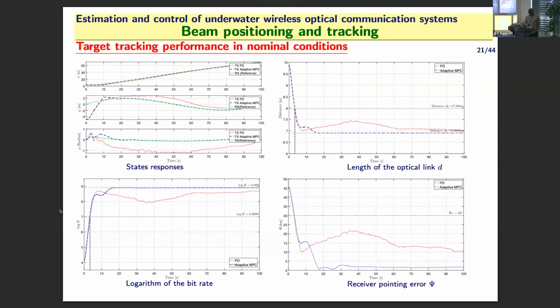These are some tracking performance results where we apply both PD control, proportional derivative control, and the adaptive MPC. We call it adaptive MPC because of the linear parameter varying that is embedded in the model. As we can see in this plot, we do not only look at the tracking errors. Tracking errors with the MPC outperform the PD, but another factor that we look at more is the communication: how the communication behaves, from the logarithm of the bit rate, and also the pointing errors.